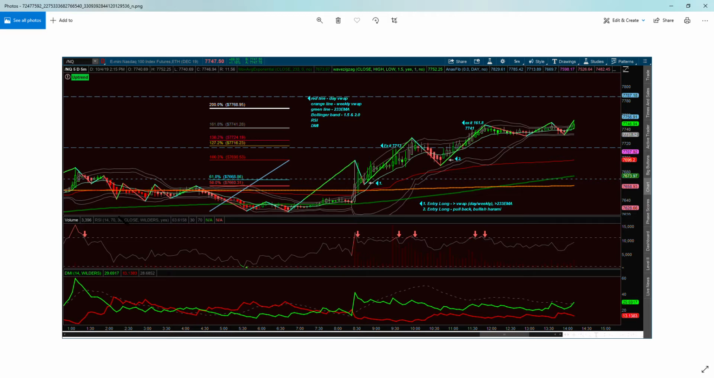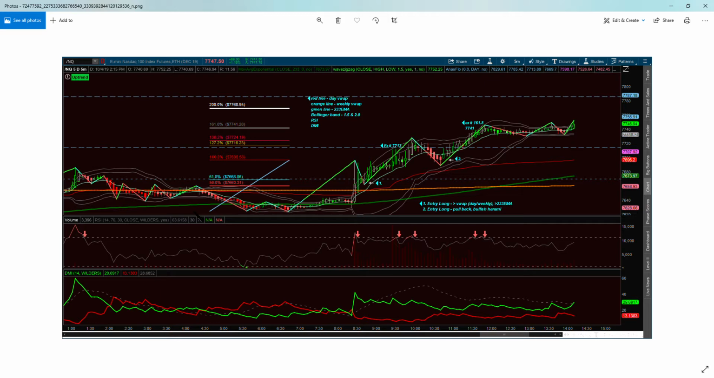Now, in the morning, before I even enter or do anything, looking at the chart, I normally draw a line, pre-market high, pre-market low. That's how I do it.